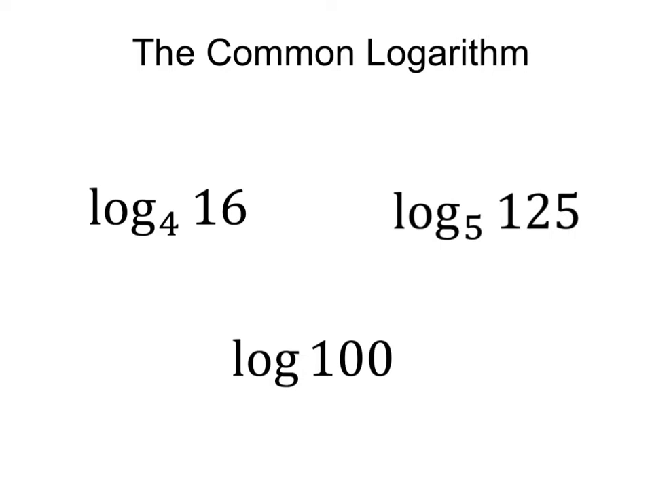And what that is, is logarithms like this. So we've seen logs like this. This is log base 4 of 16, and this is log base 5 of 125. But then when you see something like this, it looks like there's not a base here. This is called a common logarithm, and we're going to talk about what this means.